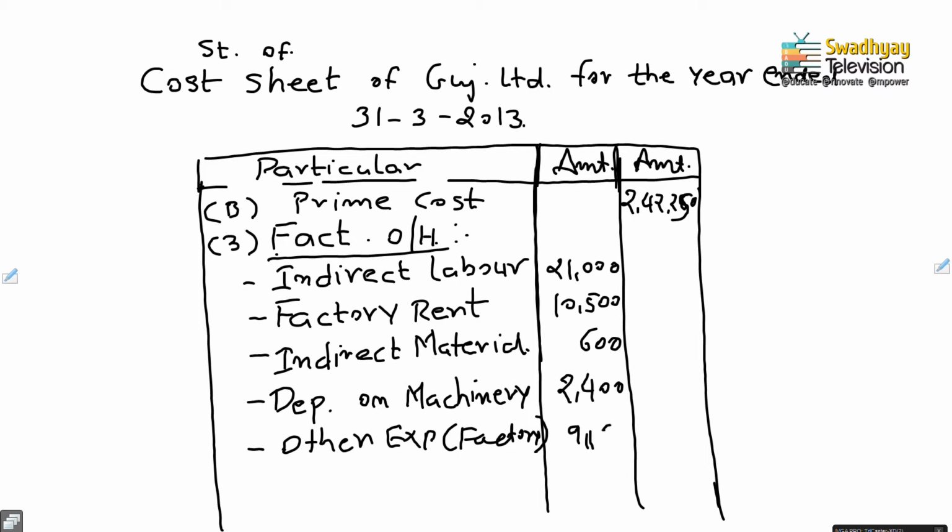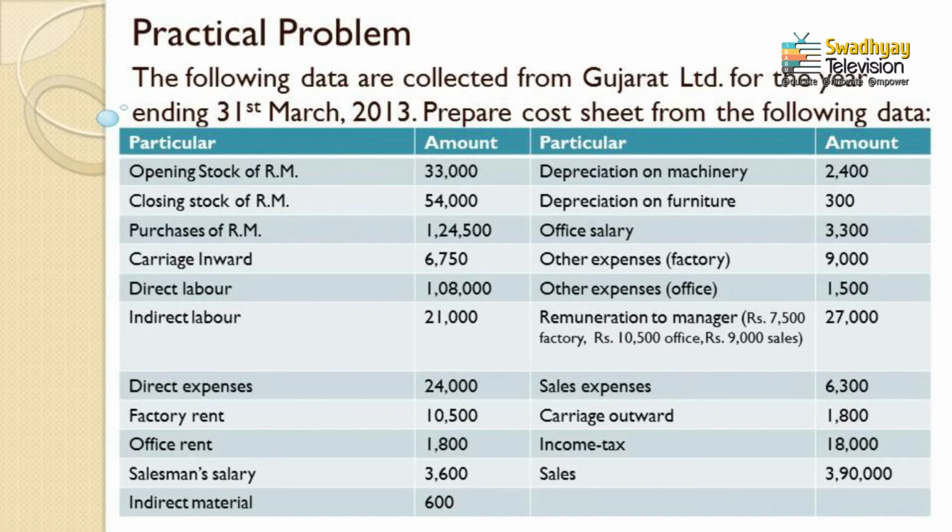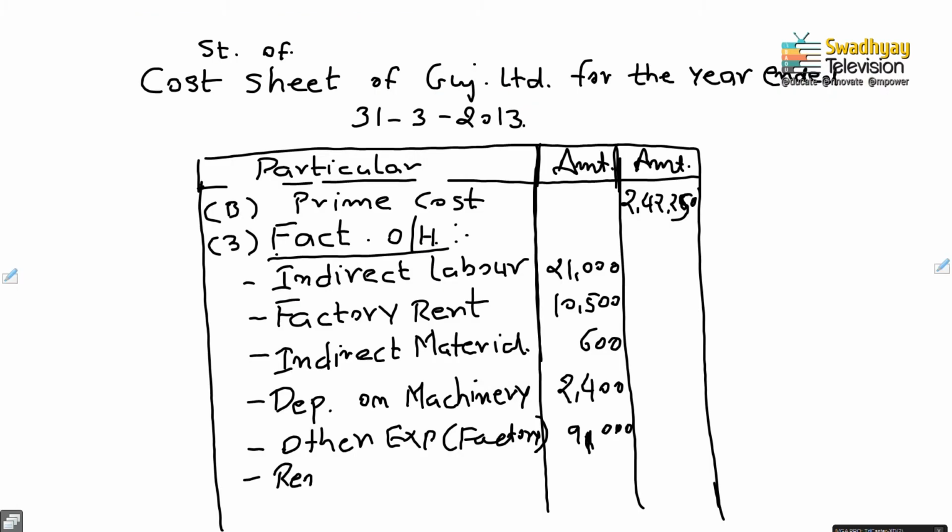It is also recorded under the heading factory expenses, 9,000 rupees. Then one more item, remuneration to manager. Actually there are three items mentioned, which are related to a factory, office and sales, but we will have to consider only the factory expenses here. So remuneration to manager related to a factory, that is 7,500 rupees, recorded under the heading of factory expenses.